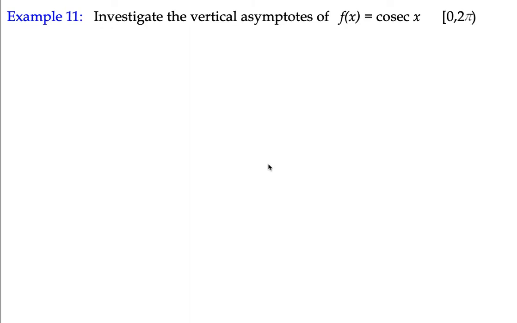Here's example 11 in our functions of the graphs topic. If you haven't watched the introduction to asymptotes or example 10, please do so, because I'm going to do this quite quickly, assuming that you know the basic idea. One wee interesting thing about this: investigate the vertical asymptotes of the function f of x equals cosec x.